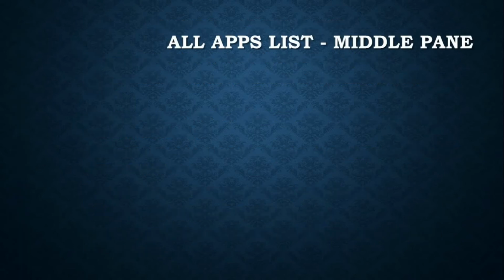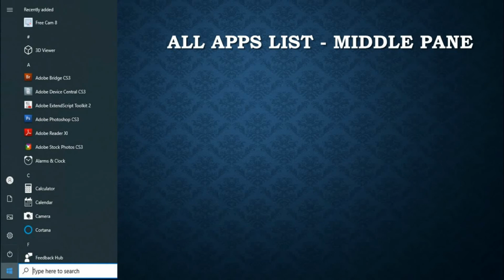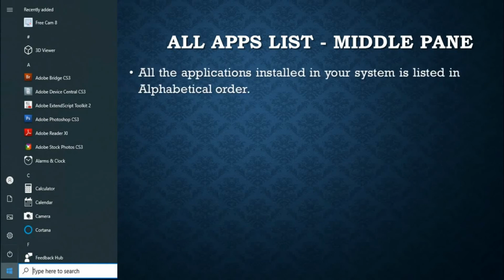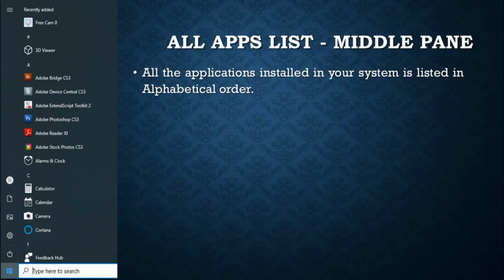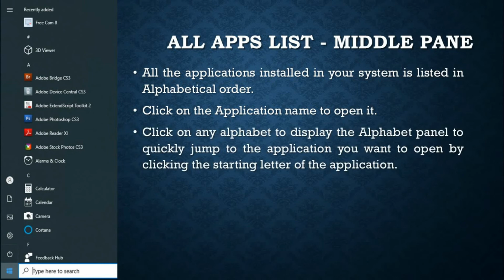All apps list, the middle pane. All the applications installed in your system are listed in alphabetical order. Click on the application name to open it. Click on any alphabet to display the alphabet panel to quickly jump to the application you want to open by clicking the starting letter of the application.